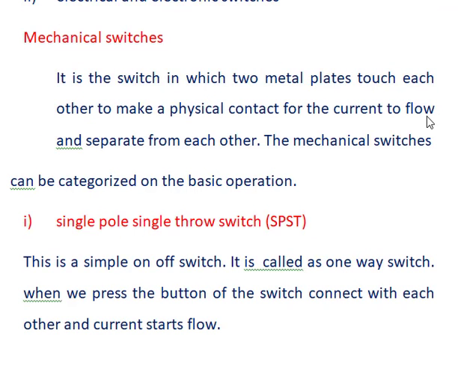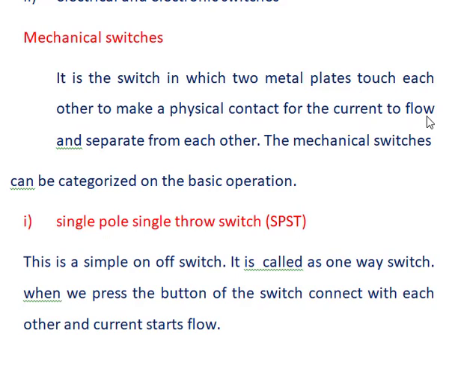These mechanical switches are categorized on the basis of operation. Depending upon the basic operation of these levers and metal plates, the mechanical switches are categorized into different types. The first type is the SPST switch, single pole, single throw switch. The single pole, single throw switch is a simple on-off switch. We also call it a one-way switch.